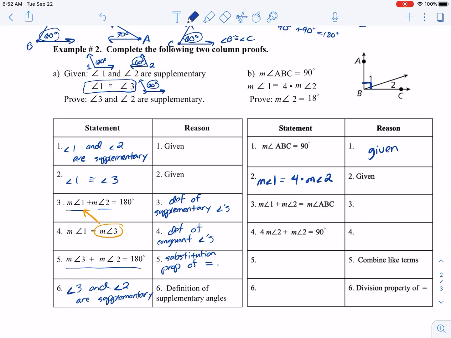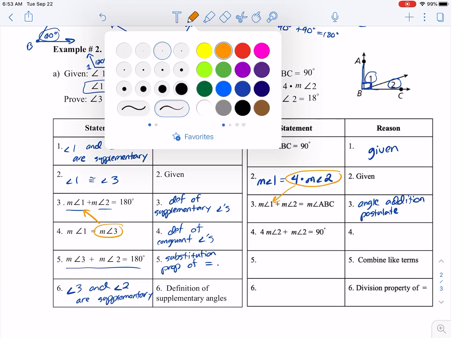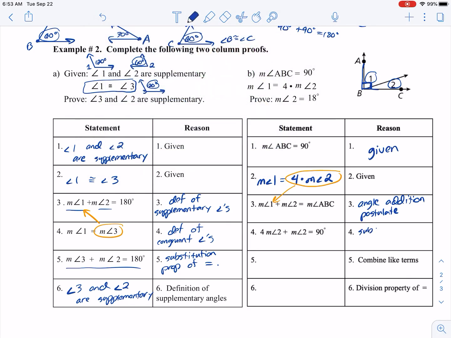Okay, for 3, 1 plus 2 equals the whole angle. This was your angle addition postulate. Remember, use the diagram if it's given. Might help you see what reason is going to justify that step. Then the 4 times the measure of 2 plus the measure of 2 equals 90 degrees. Well, all we did here was, if we know that the measure of angle 1 is 4 times the measure of angle 2, we can just substitute that in. So this would be the substitution property of equality.